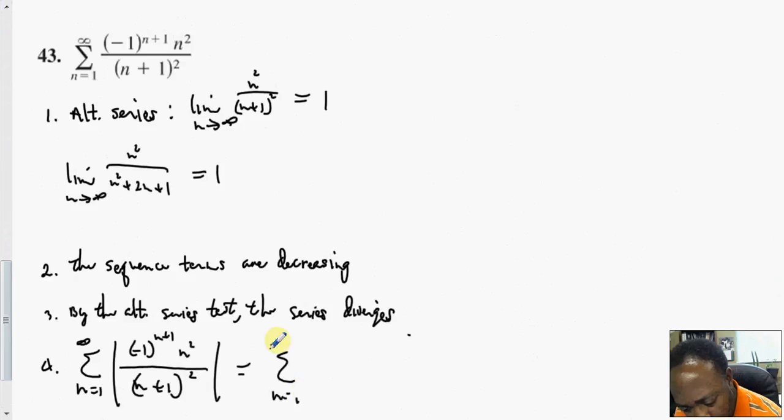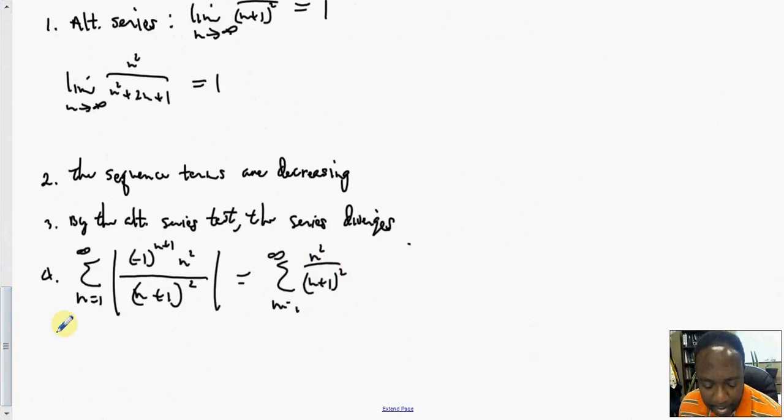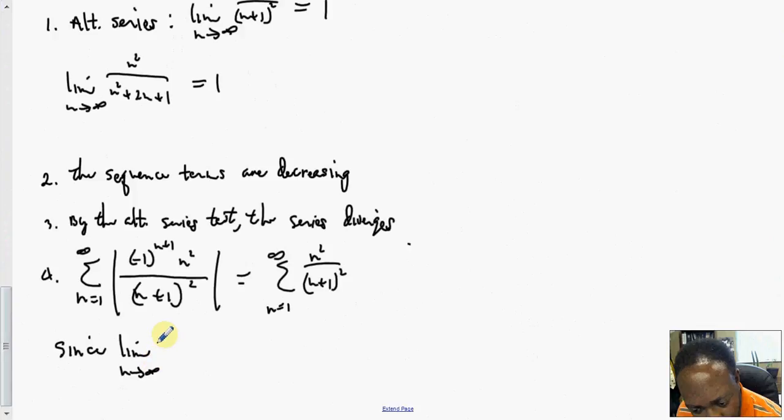This is the summation as n goes from 1 to infinity of n squared over n plus 1 squared. And this guy diverges by the nth term test for divergence. So since the limit as n goes to infinity of n squared over n plus 1 squared is equal to 1, for the nth term test, that is not equal to 0.